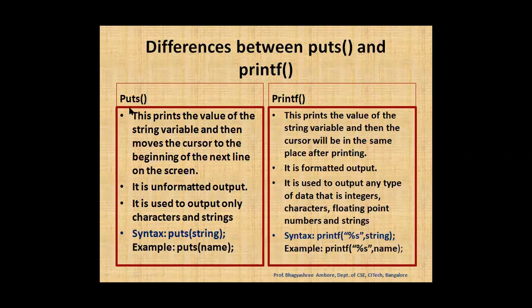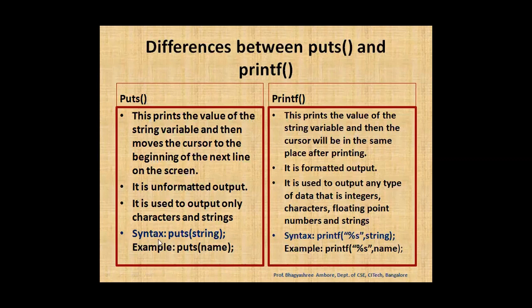Puts is an unformatted function, whereas printf is a formatted function, where we use format specifiers. Puts is used to output only characters and strings. It deals with only characters and strings. Whereas with printf, we can print integer, float, character, string, any type of data.